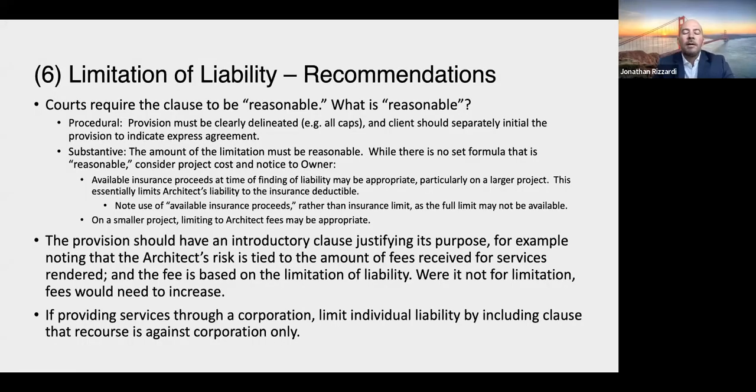Yeah, well, thanks for the question, Frank. You've just got to keep in mind that a court has to agree with you that that's a reasonable limitation.